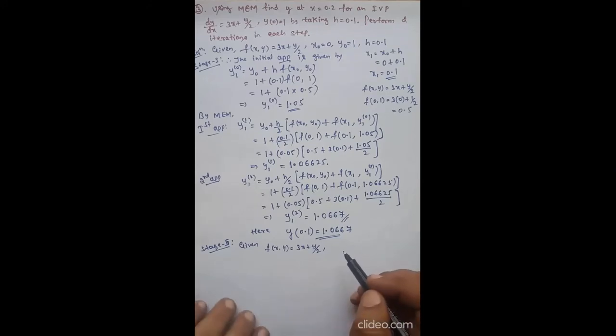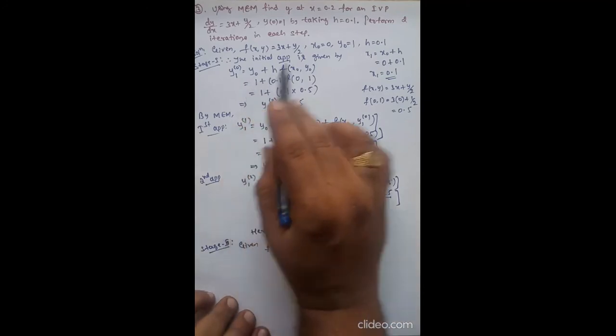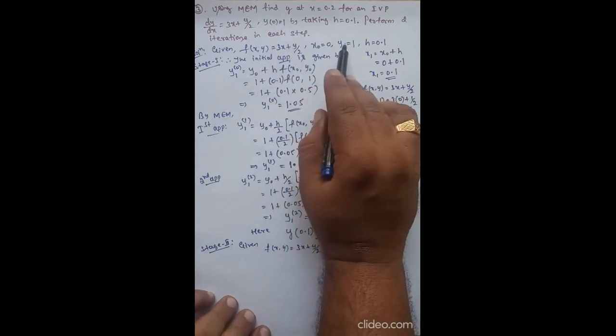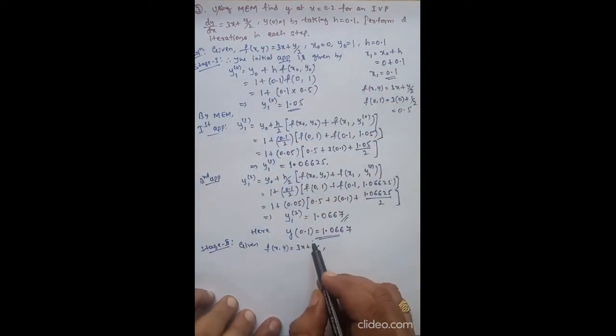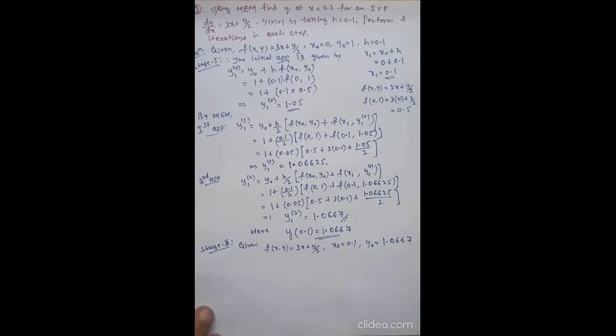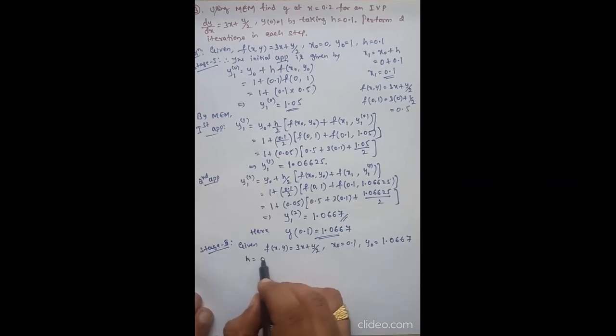So what is the initial approximation here? In the first stage, the initial approximation is whatever is given in the problem, that you are going to take. But in the second stage, whatever answer we got here will be treated as the initial approximation. That means x0 is 0.1 and y0 is 1.0667. This is the difference. So x0 and y0 are the answers we got in the first stage. Now h in this problem is common, that is 0.1.